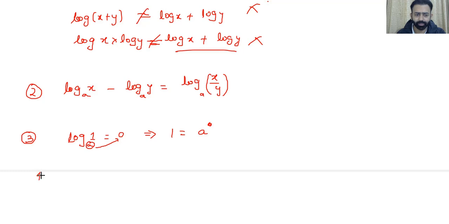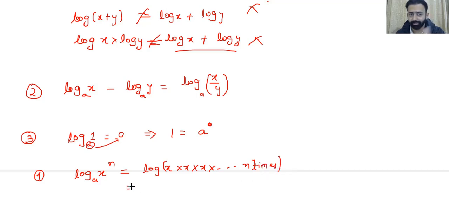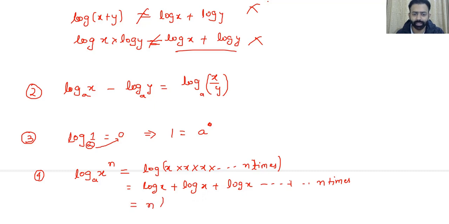Okay. Fourth property, which is very, very important: if log of x with some exponent n is written with any base a, this can be written as log of x into x into x, n times. Meaning, using property 1 that log of x into y is log x plus log y, writing this result in reverse form, you can write this as log of x plus log of x plus log of x, and so on. How many times? n times. Meaning you are adding n times log of x, so this can be written as n times log of x.